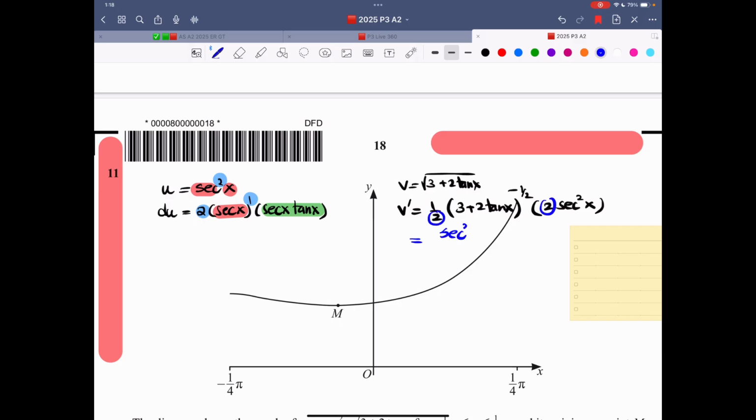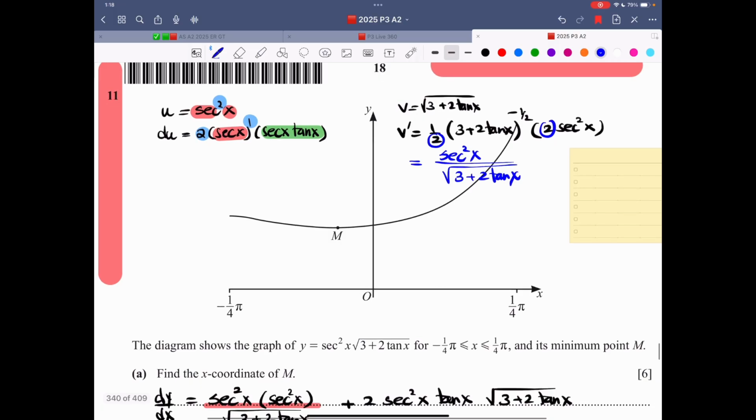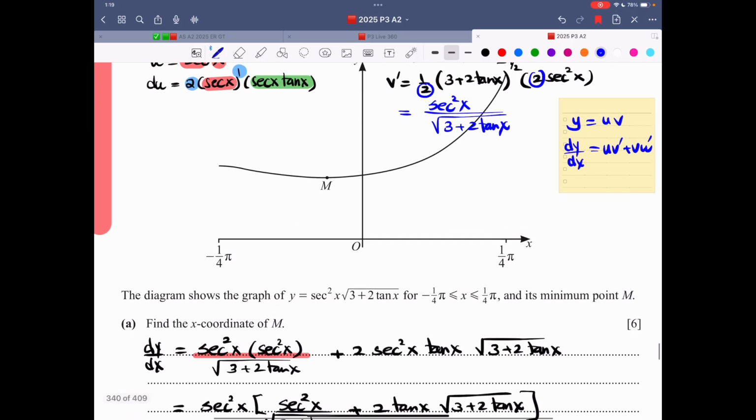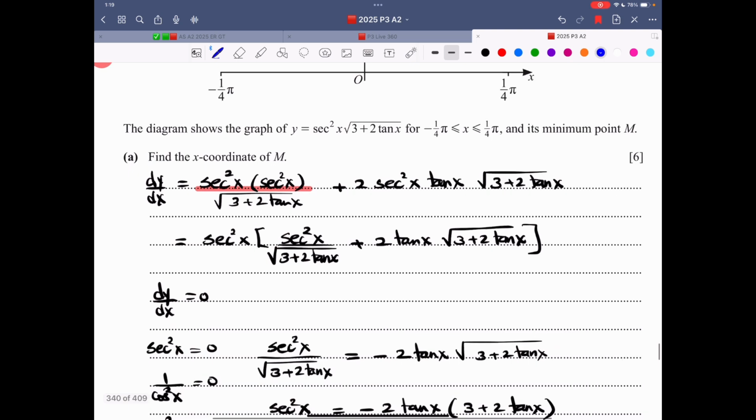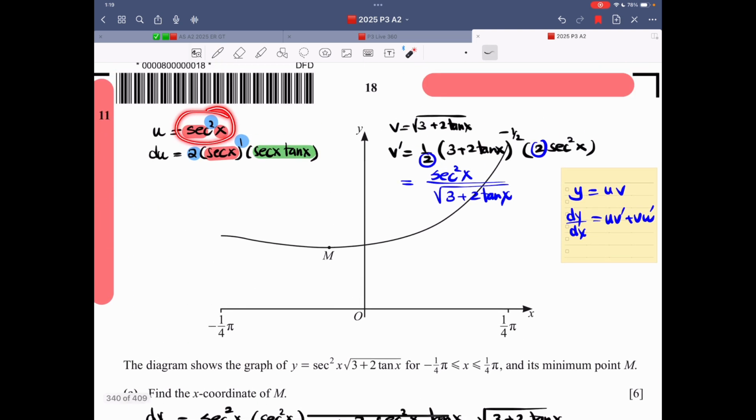So this is sec square x divided by square root of 3 plus 2 tangent x. And I've written it down later on, so I've shown you the working. This is an application of product rule. If y is uv, therefore dy by dx is uv prime plus vu prime. Got the idea? So now over here, this is sec square x into this thing.